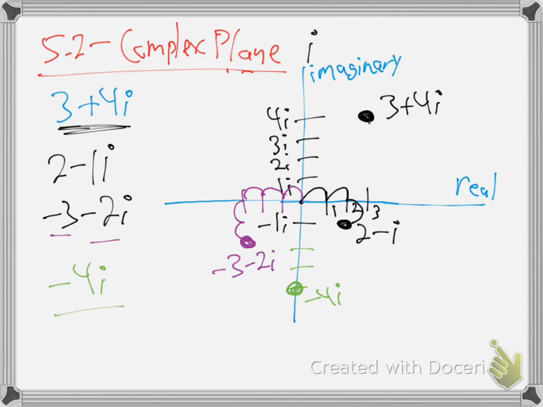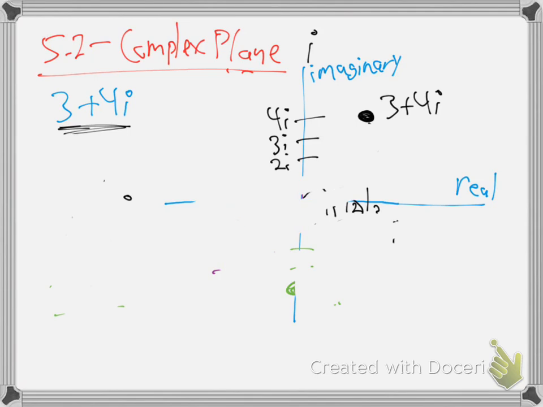Let's go back then. With that in mind, let's come back up here. Let's get rid of these other examples and just deal with the main first one I gave you. What's the absolute value of 3 plus 4i? No, stay with me.